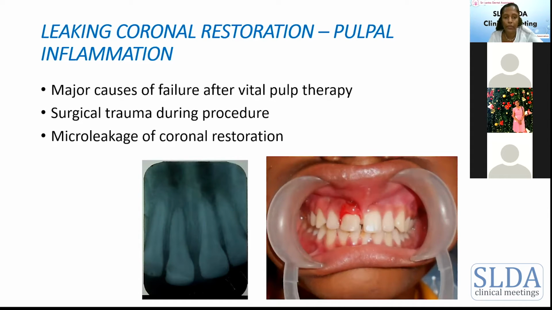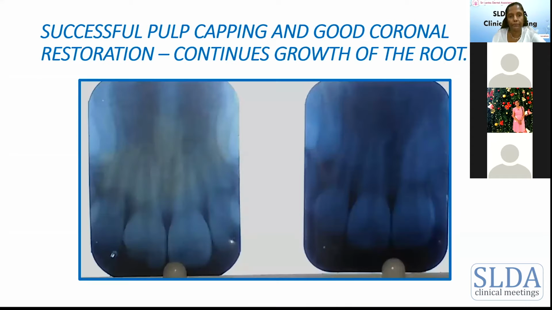These kinds of gaps between the tooth and the restoration can provide areas for bacteria to lodge, causing microleakage, and finally end up with pulpitis, irreversible damage of the pulp, and finally periapical periodontitis. Therefore, in order to minimize these complications, it is a must to place a good coronal restoration after your vital pulp treatment as soon as possible.